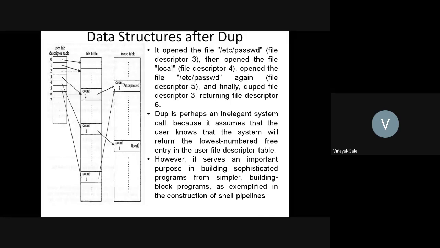Duplicate, perhaps it is an elegant system call because it assumes that the user knows that the system will return the lowest numbered free entry in the user file descriptor table. However, it serves an important purpose in building sophisticated programs from simpler building blocks, as simplified in the construction of shell pipelines.